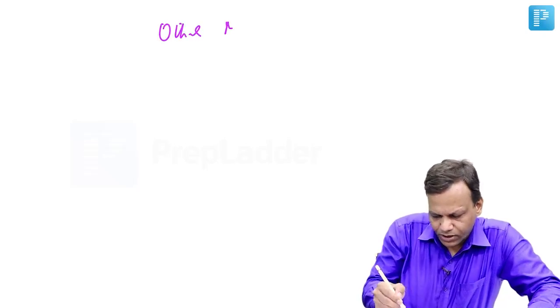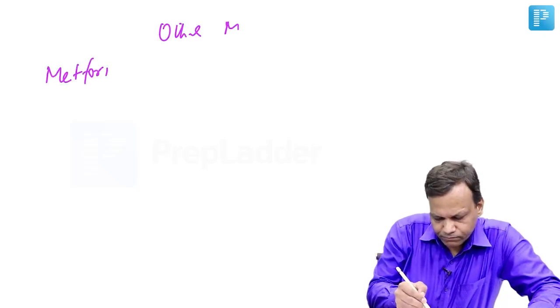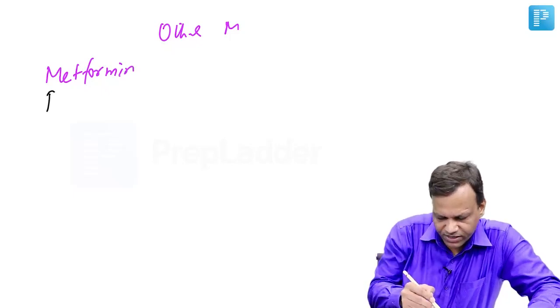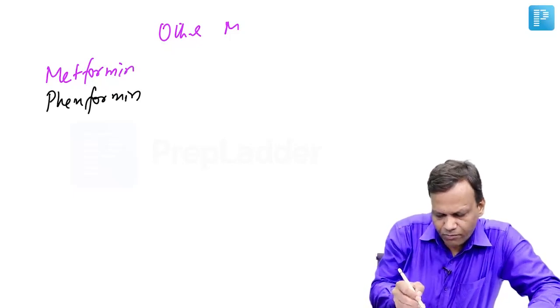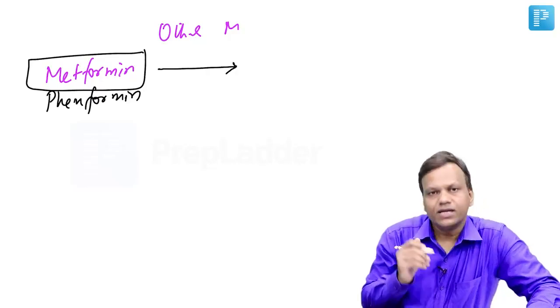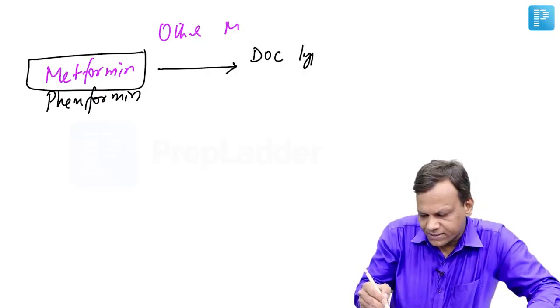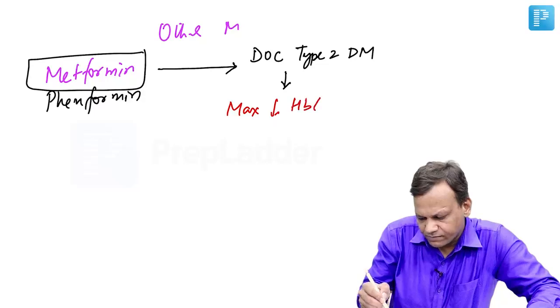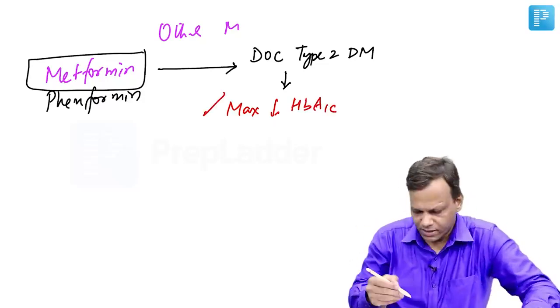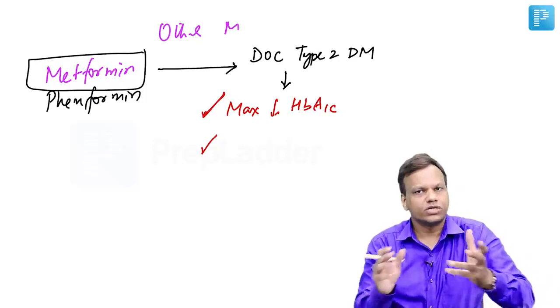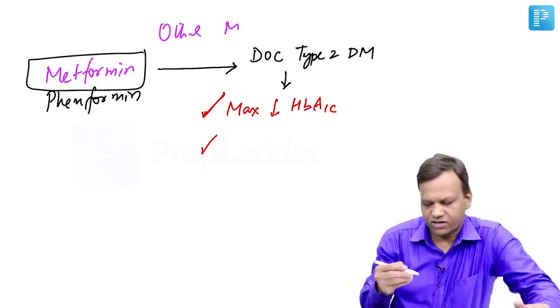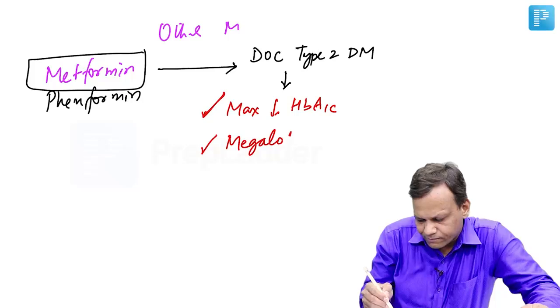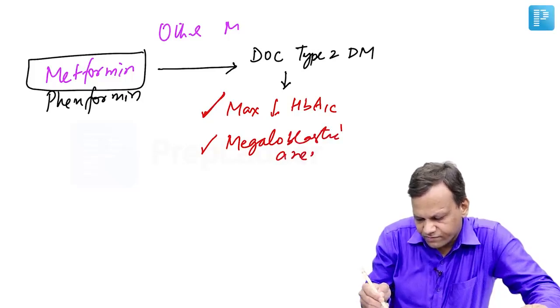Okay. Now, the drugs which act by other mechanisms. These include metformin and phenformin group of drugs. The very important point about metformin to remember is that it is the drug of choice for type 2 diabetes mellitus. The reason: it has the maximum reduction in HbA1c level, so it is the most effective anti-diabetic drug. Second, it is a very safe drug, usually does not cause much side effects. The major side effect of it is megaloblastic anemia. Otherwise it is very safe.